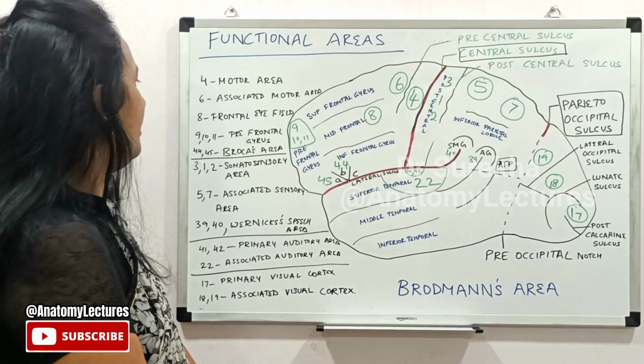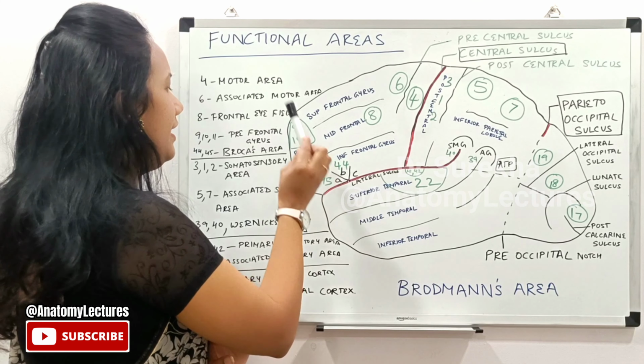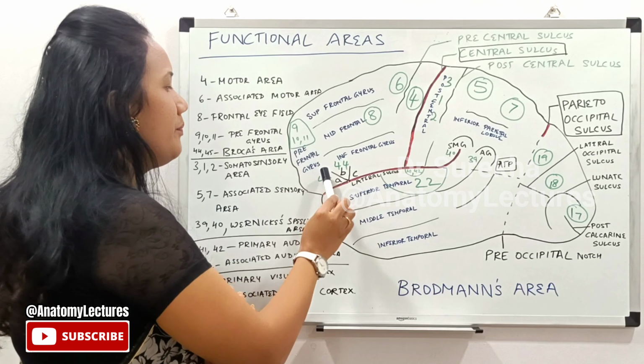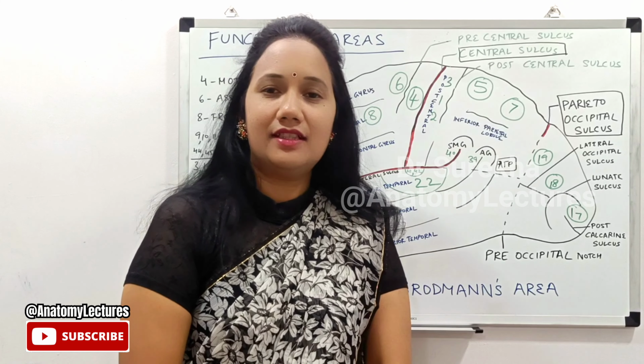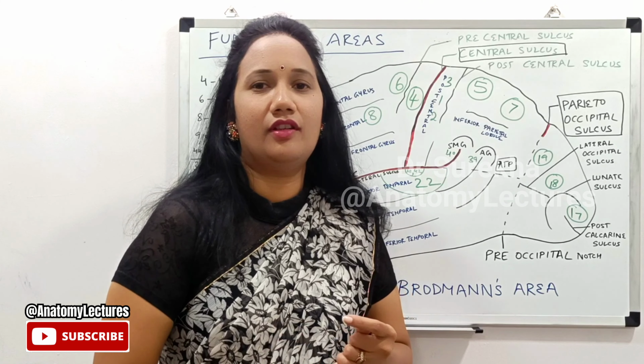Then the other area, in front of this in the frontal gyrus, is areas 9, 10 and 11. This is referred to as the prefrontal area. The prefrontal area is responsible for all the psychological activities, for judgment, for social behavior and for all the emotions which we show. Those are all dependent on this prefrontal area, that is area number 9, 10 and 11.